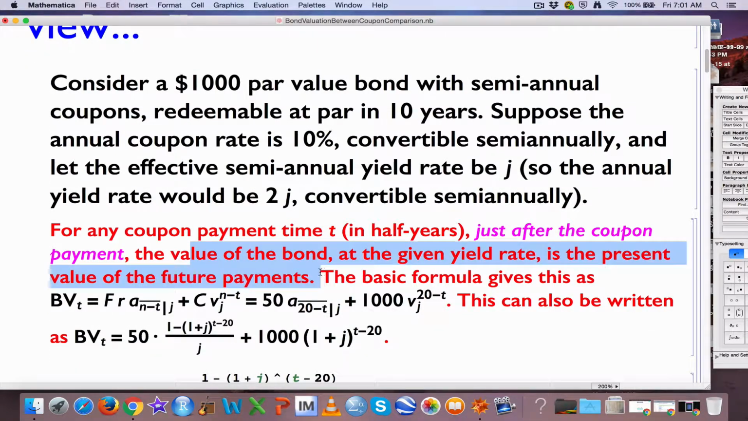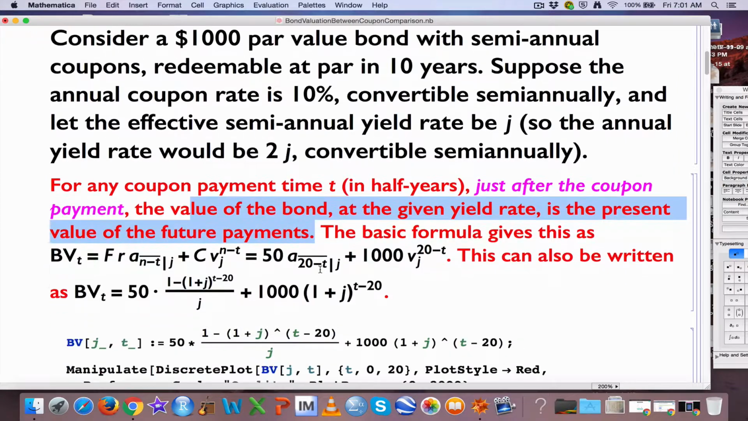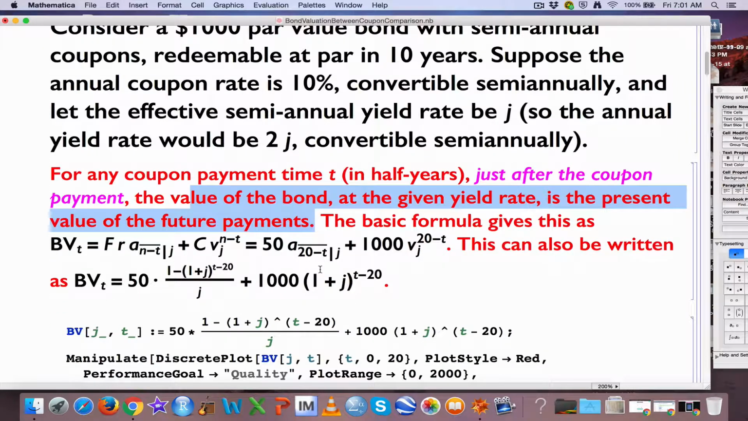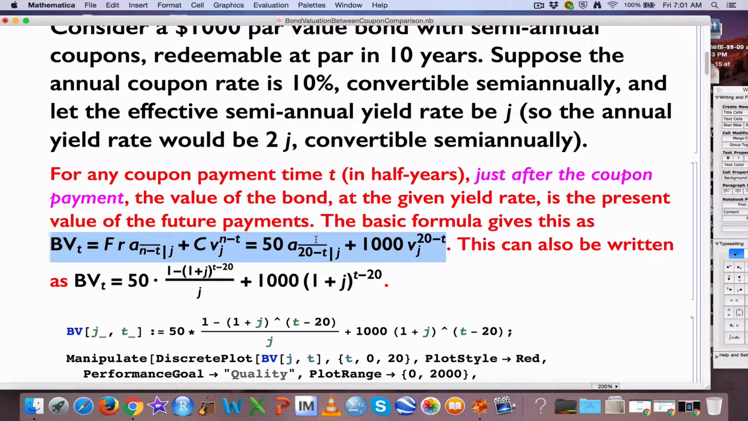Just after the coupon payment has been made, the value of the bond at the given yield rate is the present value of the future payments, not including the payment that just happened. Here's the basic formula. If this is unfamiliar to you, that's a clue that you're going to want to study up on this before you watch the video. I am using the basic formula here.